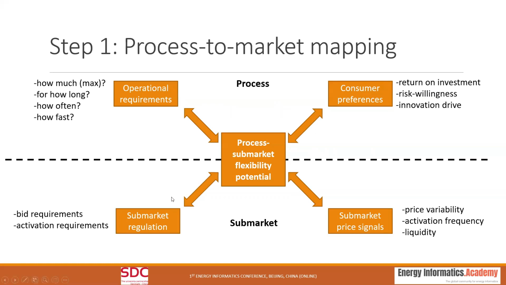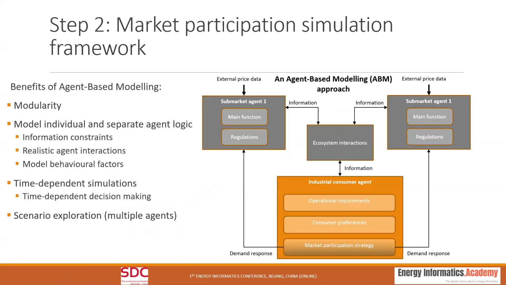And on the market side, you have the regulations, which will determine whether a market player can participate in the market or not. And you have the price signals, which determine whether it is actually attractive to participate or not. So how variable are the prices? How often is the market actually activated? What is the liquidity of the market? So how many people actually participate in that market? And so essentially, once you have these different parameters, you can match what process would fit best with each type of market.